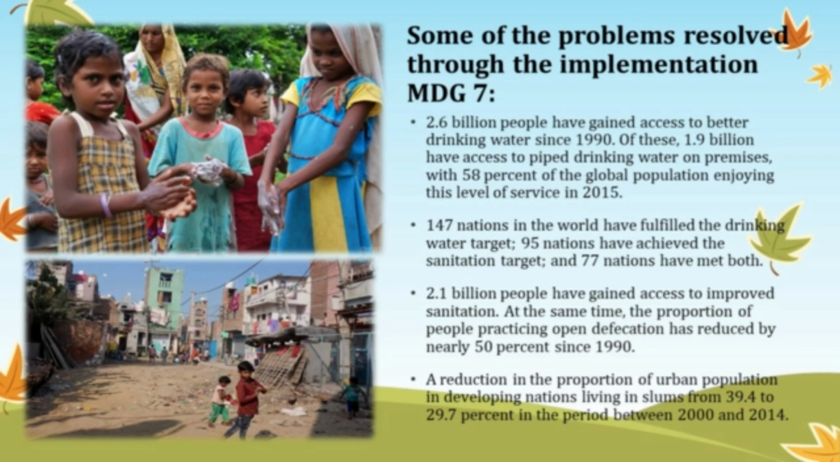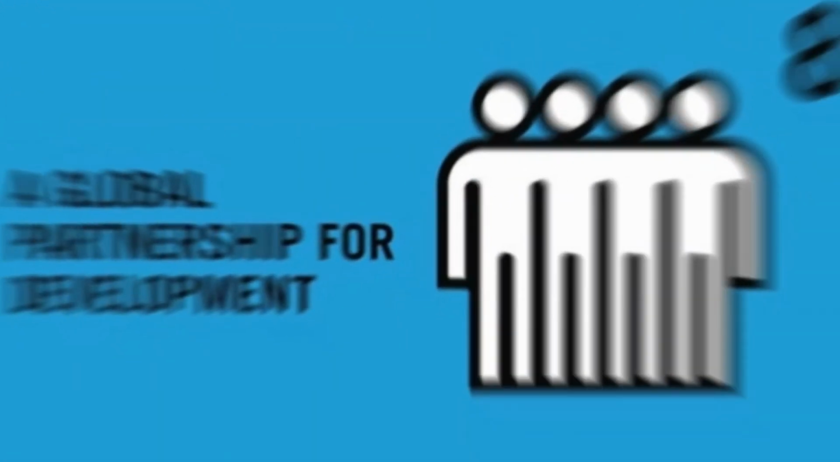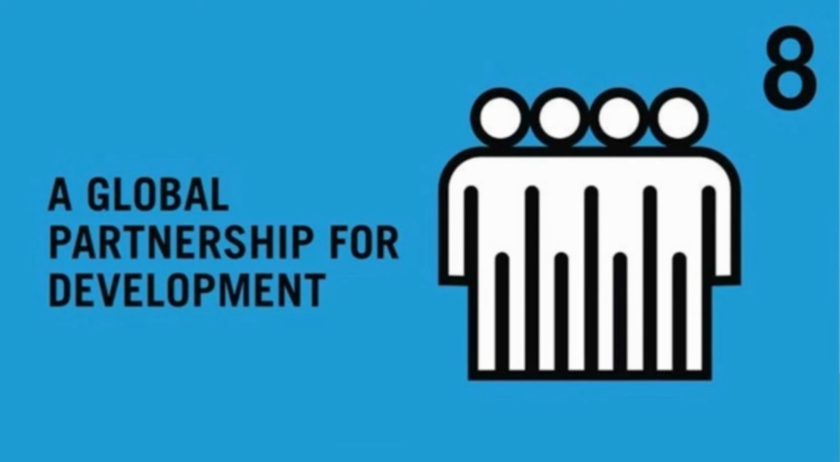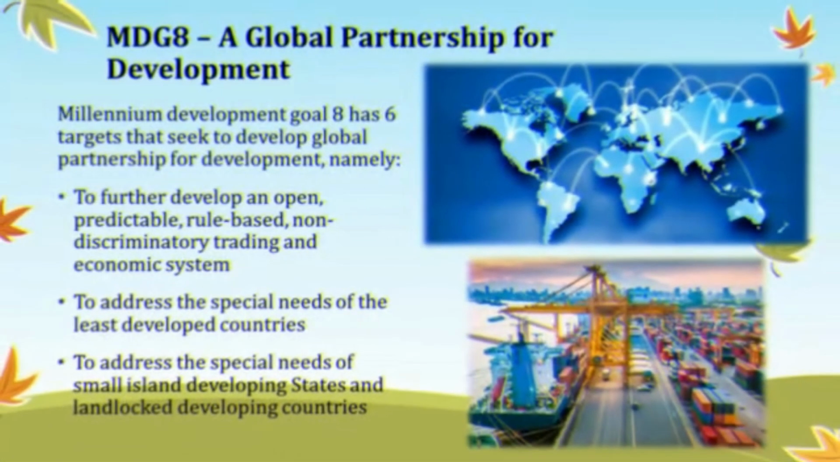Seventh, a reduction in the proportion of urban population in developing nations living in slums from 39.4 to 29.7% in the period between 2000 and 2014. MDG8, a global partnership for development.